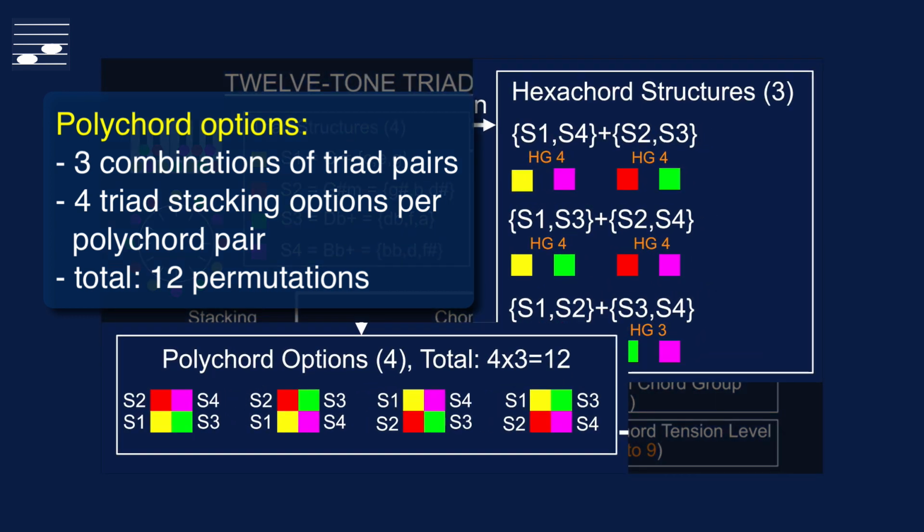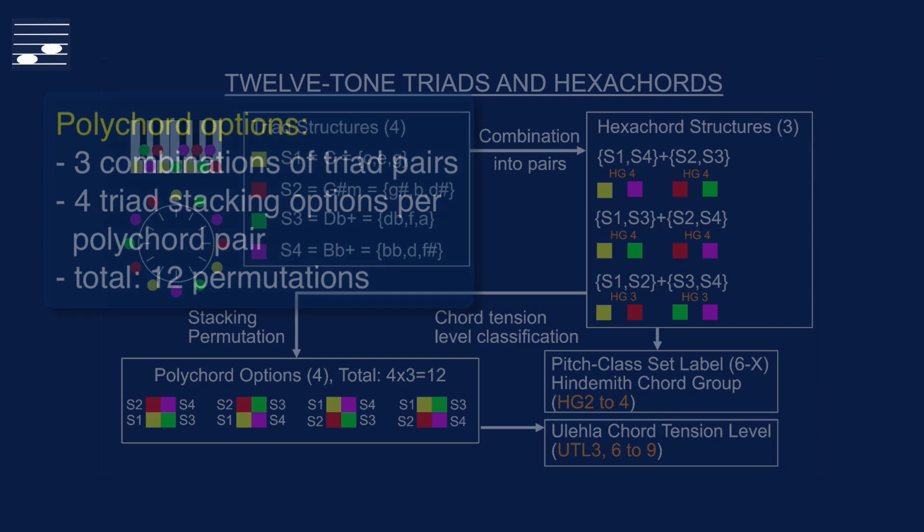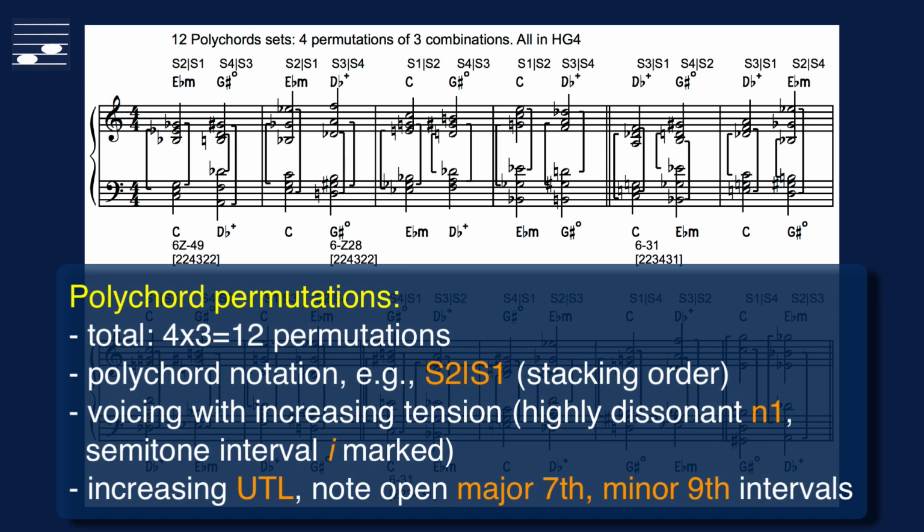Stacking of triads transforms the hexachord combinations into polychords with a total of 12 permutations. For this triad set with 4 chord types, I've created example voicings. Polychords are notated as S2 over S1. Also note the marking of the highly dissonant interval class N1, the semitone, in the staff. These are the minor 2nd, major 7th and minor 9th intervals.